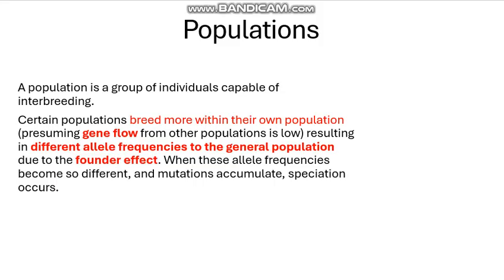If you don't fully understand it, go to a couple of videos ago where we talked about the founder effect, creating inbreeding depressions in the Amish community with a condition called pentadactyly. So when these allele frequencies become so different and mutations accumulate, speciation can occur.